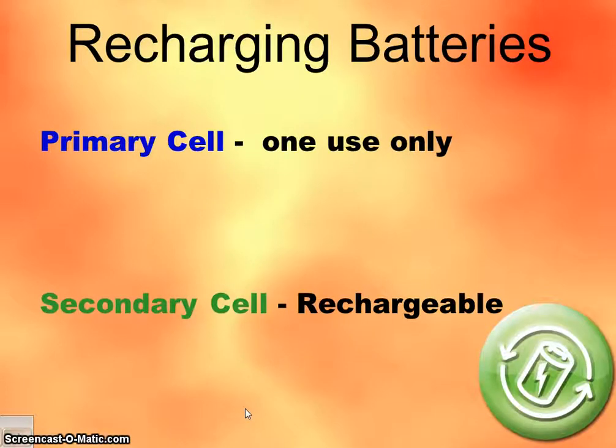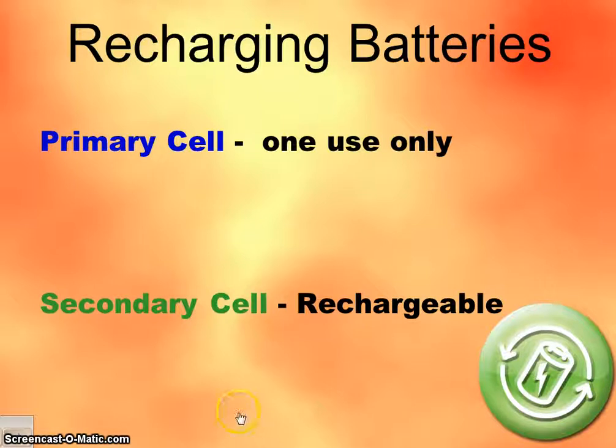All right, recharging batteries. There's two kinds. When you go to the store, most people buy primary cell. It's one use only. That's it. Okay. Hopefully you recycle when you're done with that, but you get one use. When it's done, it's done. You gotta hopefully recycle it.